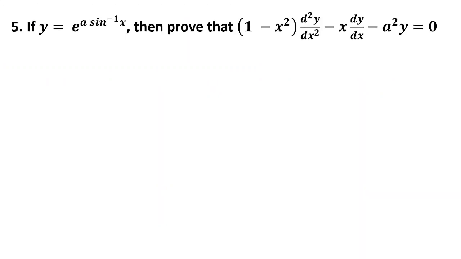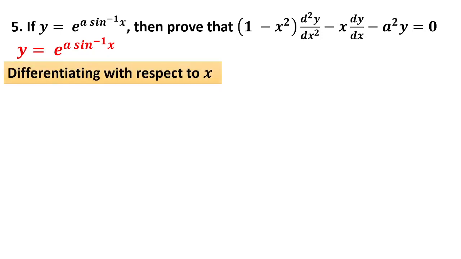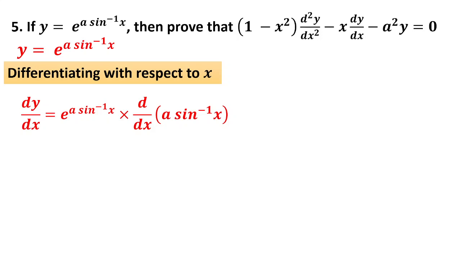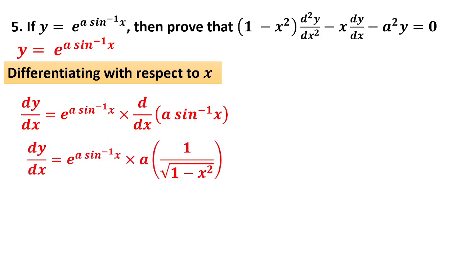y is equal to e power a sin inverse x. You have to prove 1 minus x squared into the second derivative minus x into the first derivative minus a squared y is equal to 0. Let us start. What is the differentiation of e power a sin inverse x? It is e power that into dy dx of the power, that is a sin inverse x, using the chain rule. What is the differentiation of sin inverse x? 1 by root 1 minus x squared. Here I am getting 1 by root 1 minus x squared in the denominator.